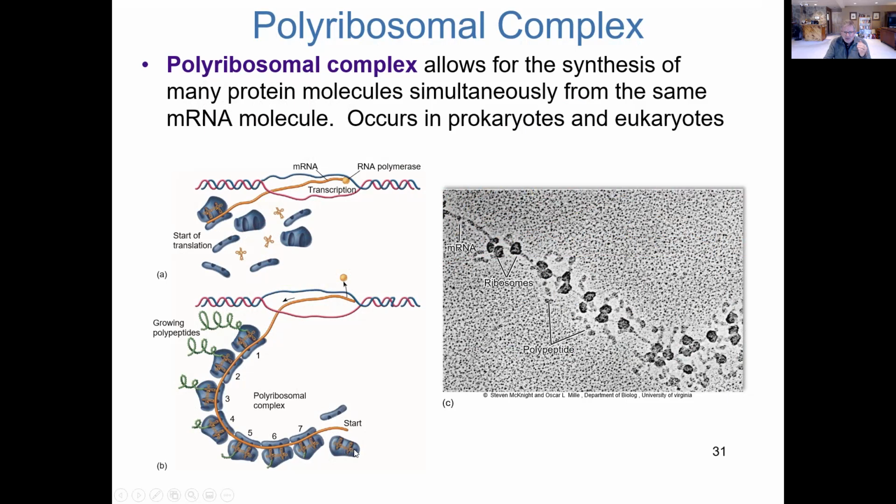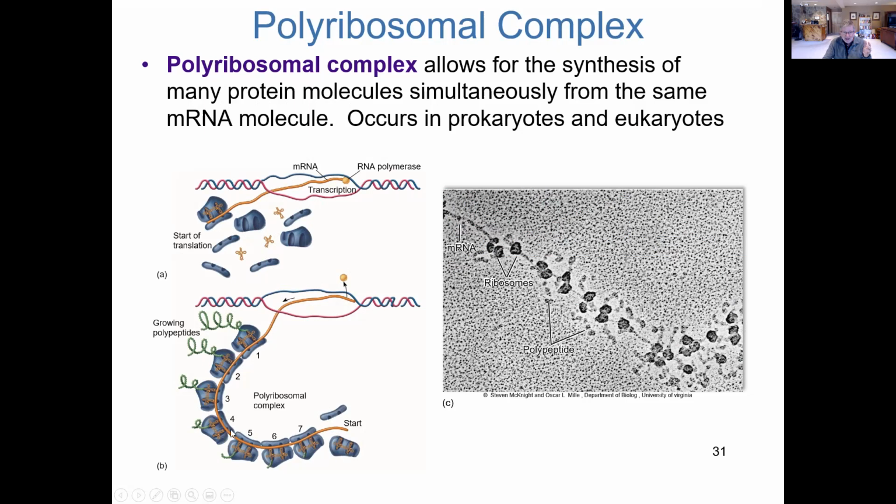And the result is the formation of a lot of the same protein, because you have these multiple ribosomes moving one behind the other, like we see here. There's like 7 ribosomes, isn't there? Moving along the messenger RNA. It's still being transcribed here, isn't it? But this is fully transcribed.